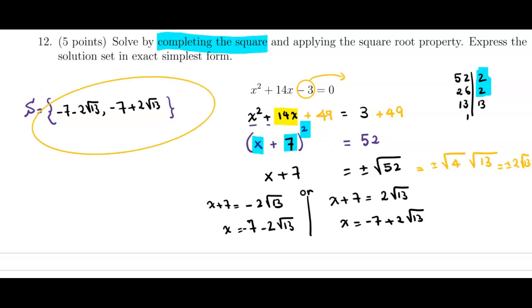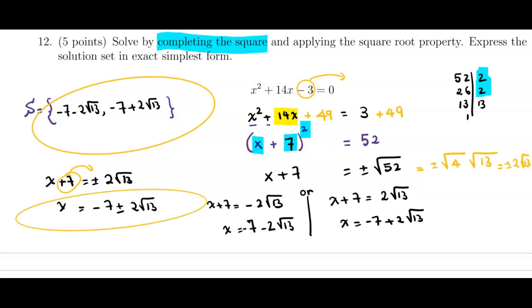Now I just want to work it out the other way. If I have x plus 7 equals plus or minus 2 radical 13, I could have solved it by moving the minus 7 to this side. So x equals minus 7 plus or minus 2 radical 13. So again, it's the same thing; the two solutions are combined together. Okay, that's all.